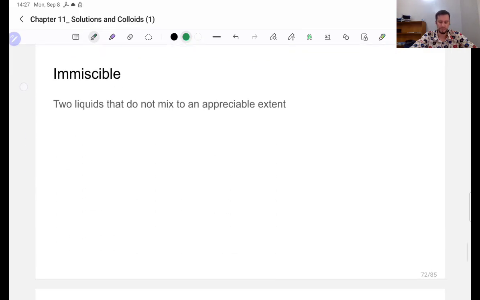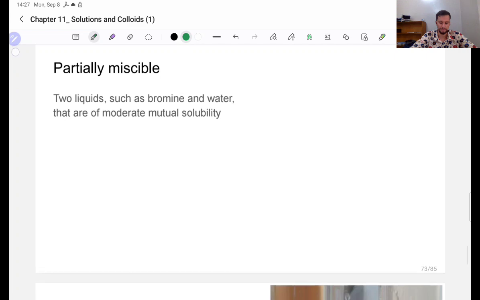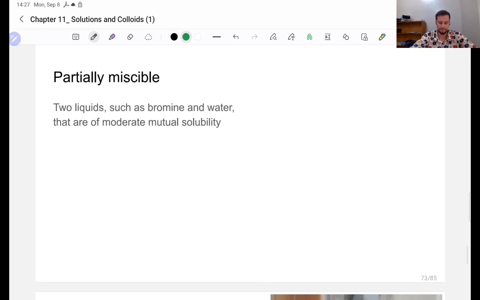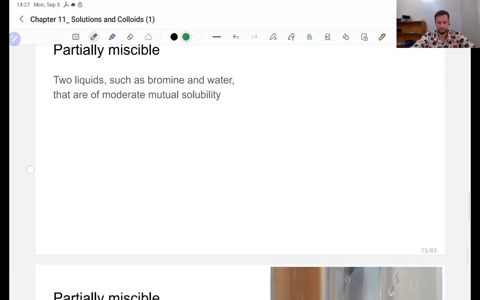Immiscible are two liquids that do not really mix, like a nonpolar oil and water. And partially miscible are in between, with moderate mutual solubility, like bromine in water, for example.